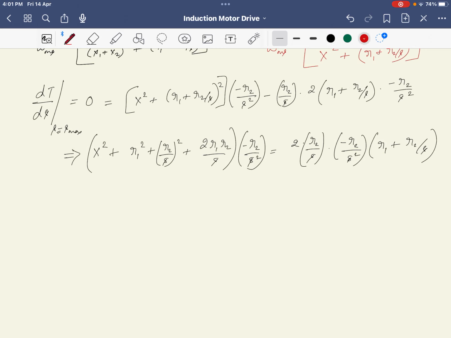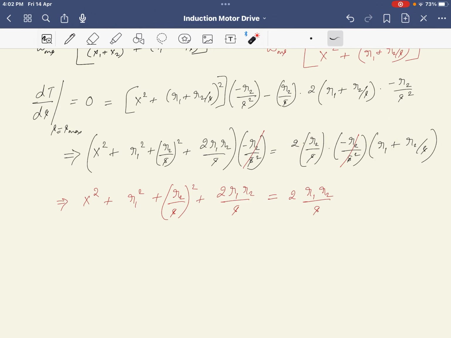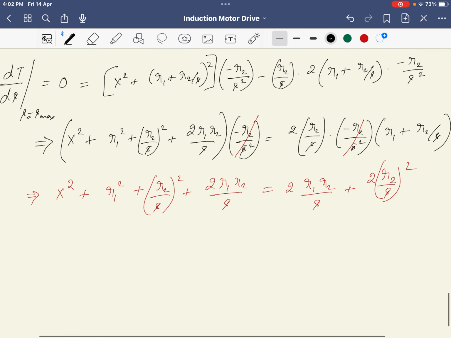Correct. And here our objective is to get the value of S only. So this term and this term let us remove, and we can write here again X square plus R1 square plus R2 by S whole square plus 2 R1 R2 by S is equal to 2 R1 R2 by S, multiplication of these two terms, right? Plus 2 R2 by S whole square. This is what we get.